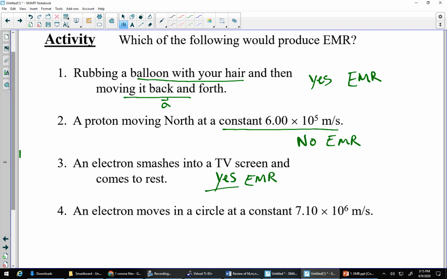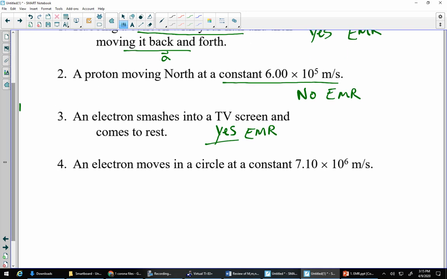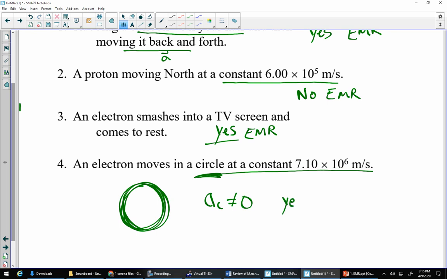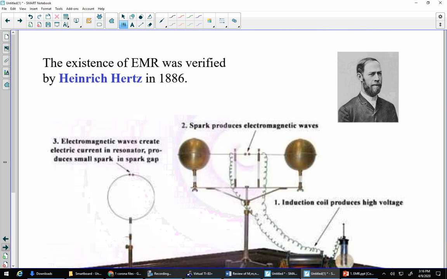EMR. Cool. So an electron moves in a circle at a constant 7.1 meters per second. This one's a little bit trickier. So we do have a constant speed, but is it still accelerating? Around in a circle over and over and over again? Absolutely. The magnitude of the velocity isn't changing, but the direction is changing. So this is a_c, centripetal acceleration, but it's still accelerating. It's not equal to 0. So yes, EMR for this one. We would create EMR. Cool.